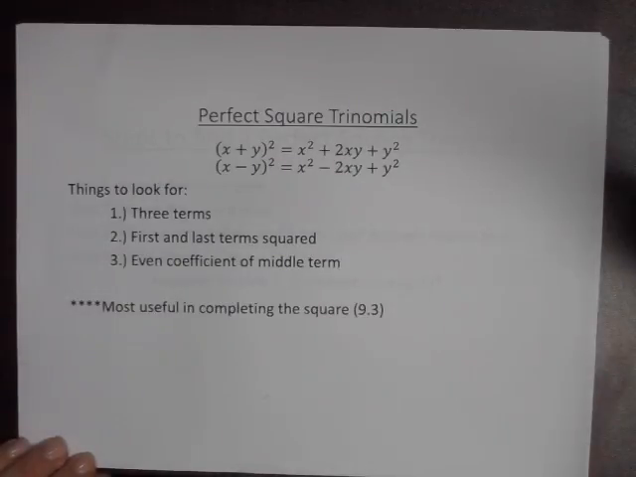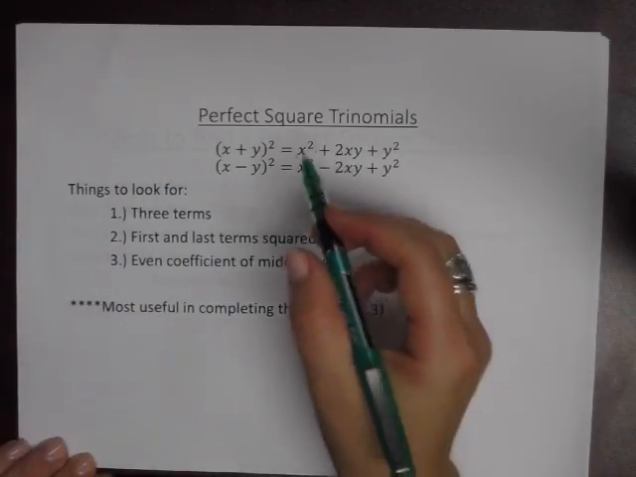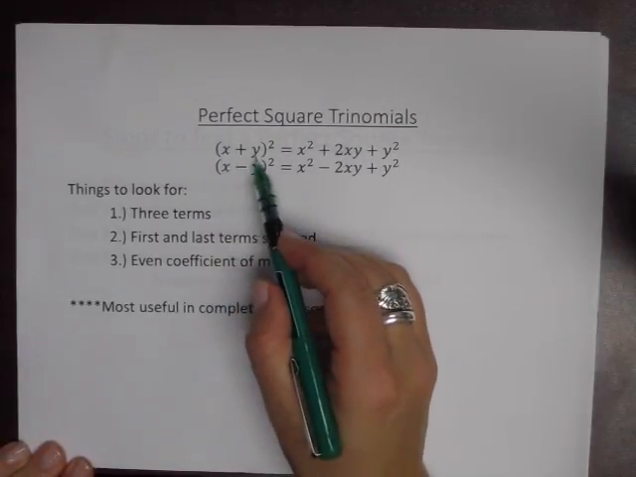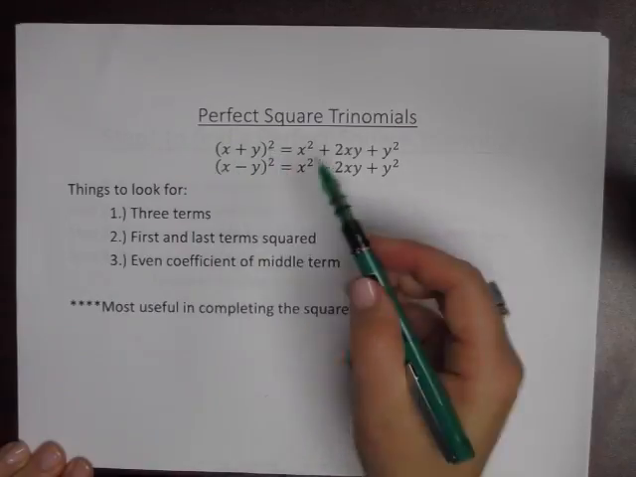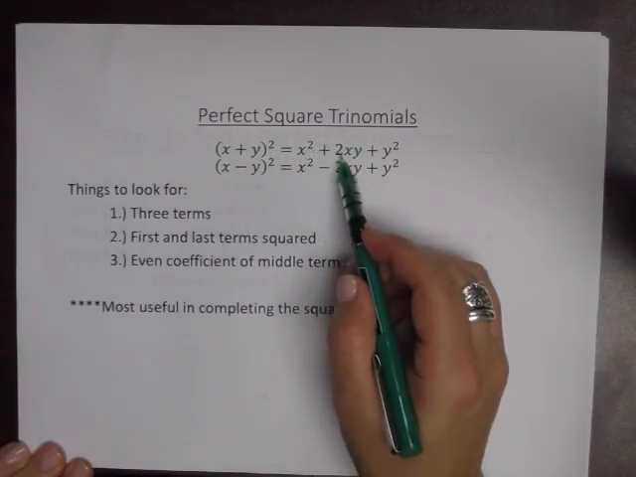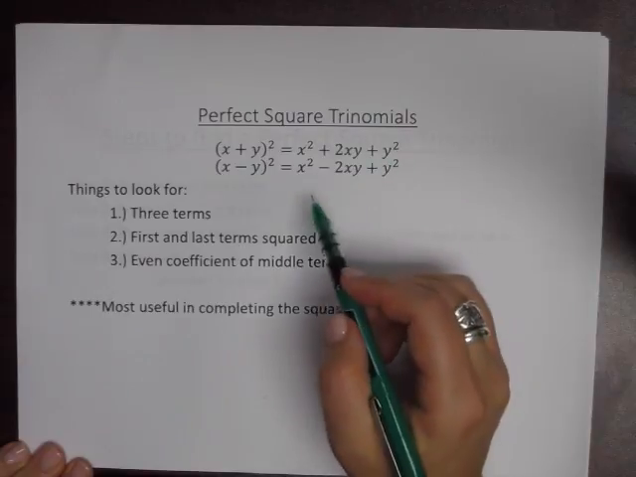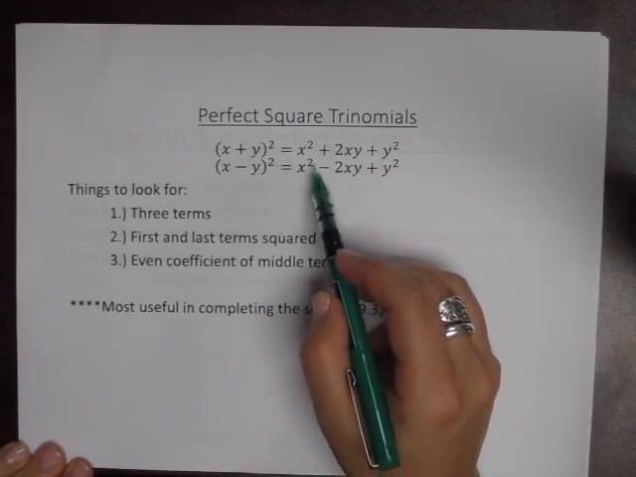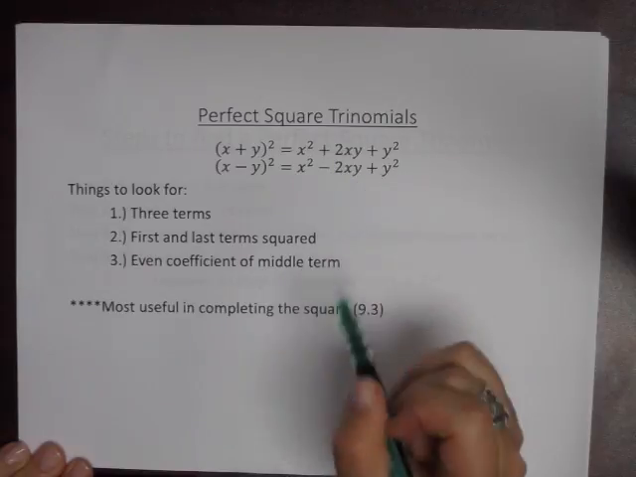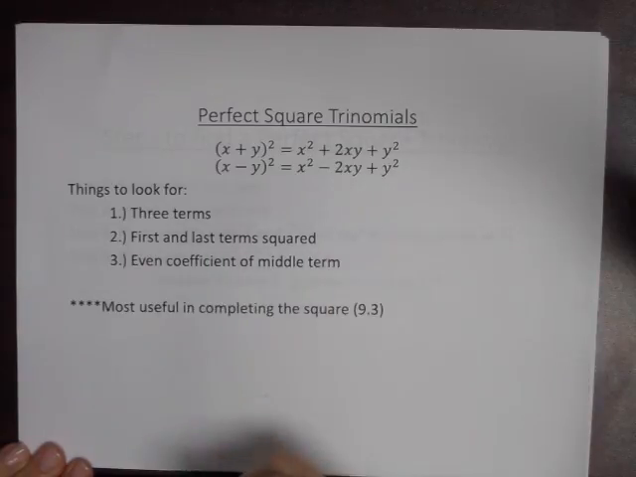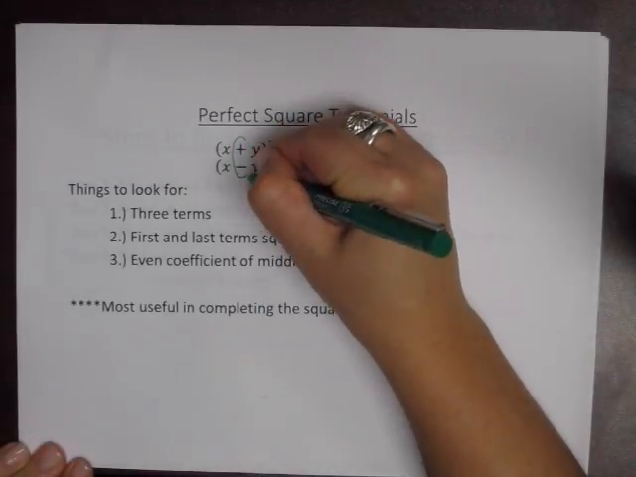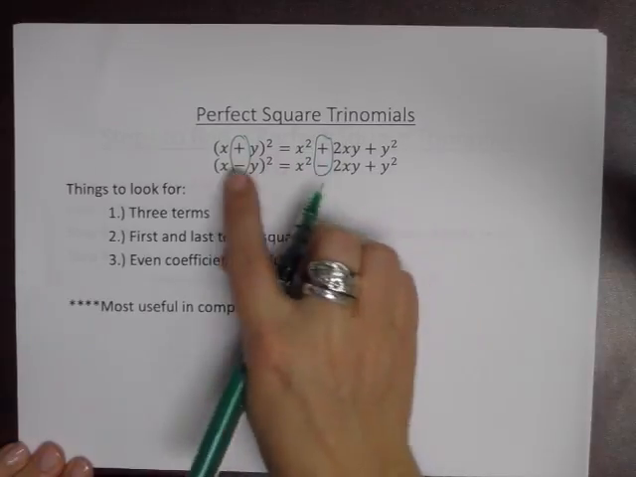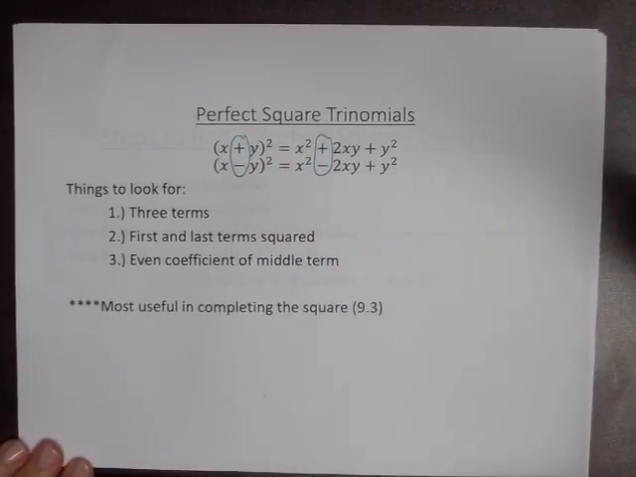Alright, now what we're going to deal with is a perfect square trinomial. So a perfect square trinomial is when I have (x plus y) squared, so I have a binomial squared, and it equals x squared plus 2xy plus y squared. Or it could be (x minus y) squared equals x squared minus 2xy plus y squared. So the signs right here tell me the signs right here. Those are used interchangeably, and it's always a plus on the last one.